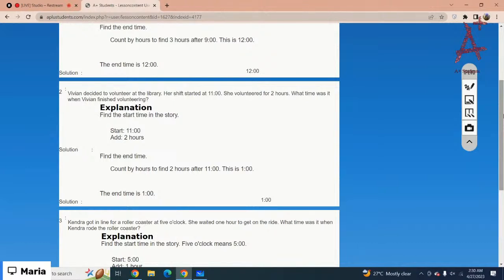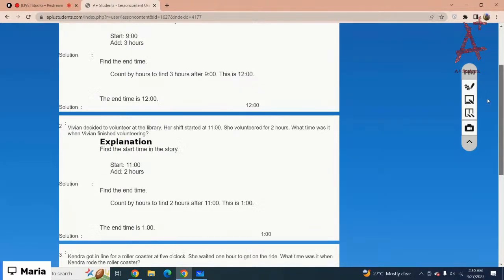So start with 11 and count up to 2. It would be 11, 12, and 1. That means it would be 1. You have to start with 11 and count up to 2. So it would be 11, 12, and 1. That means it would be 1 when she finished volunteering. Got it? Okay, let's just start with the practice questions.